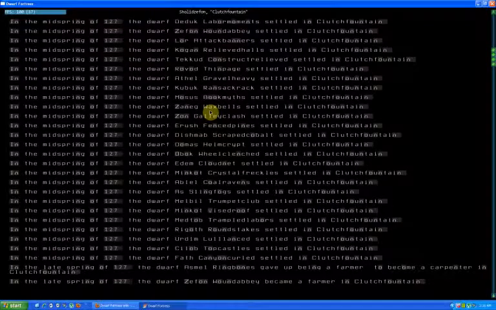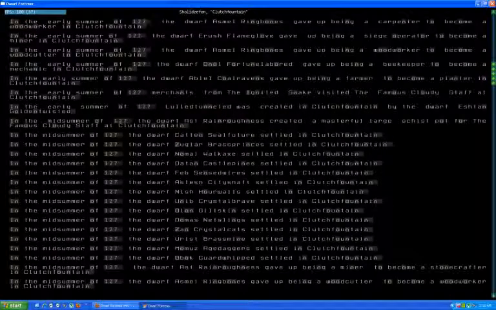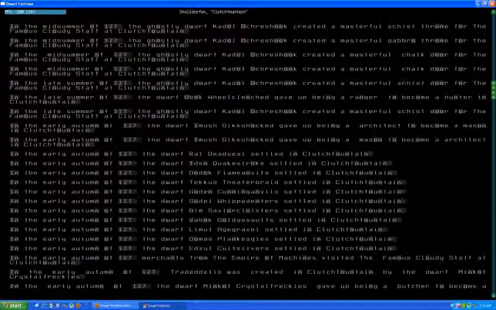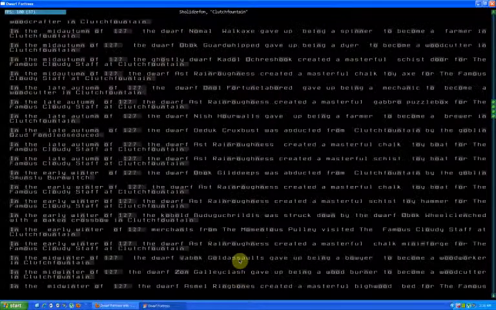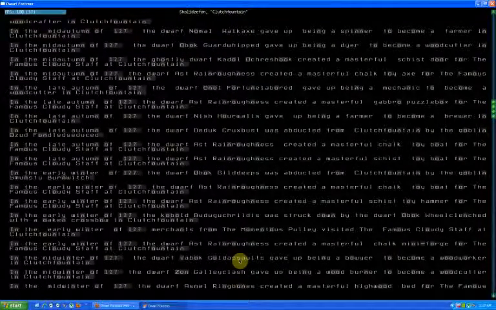So, bunch of guys settled. Bunch of guys got assigned to do whatever. Another artifact was created because a bunch of artifacts were created. One of my dwarves got abducted by a goblin. Another one got abducted by a goblin. That happened a couple times. Couldn't protect those 10 babies.